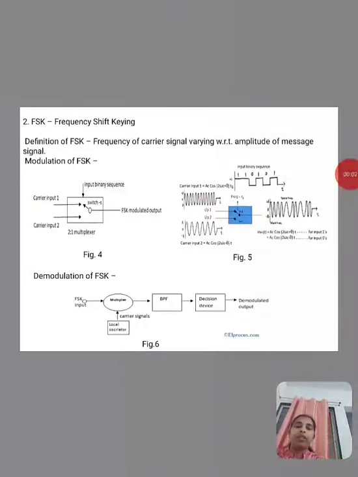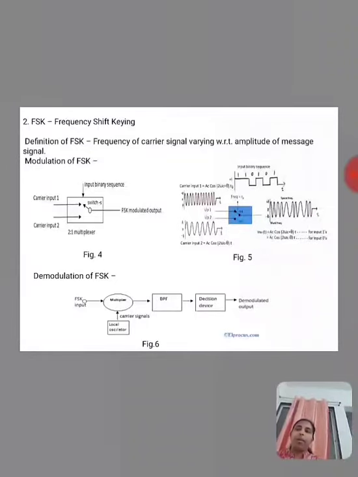The second modulation technique is FSK, that is frequency shift keying. Definition of FSK: the frequency of the carrier signal is varied with respect to the amplitude of the message signal. So, modulation of FSK, or the FSK modulator. In FSK, the binary information can be transmitted through a carrier signal along with the frequency changes. Figure 4 shows the block diagram of the FSK modulator, or frequency shift keying block diagram.